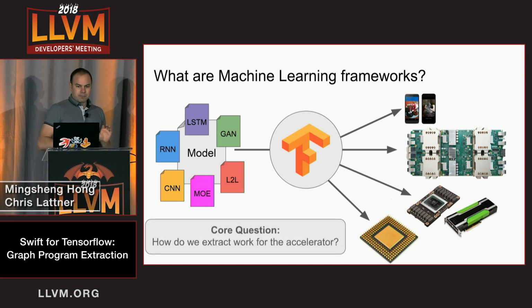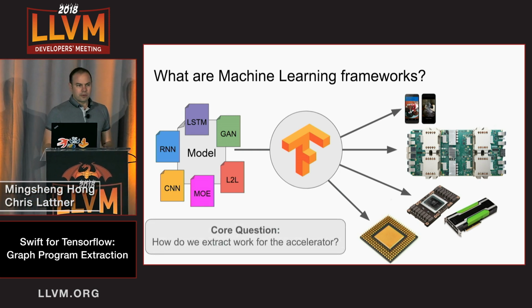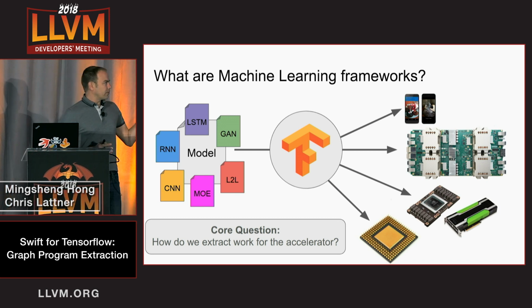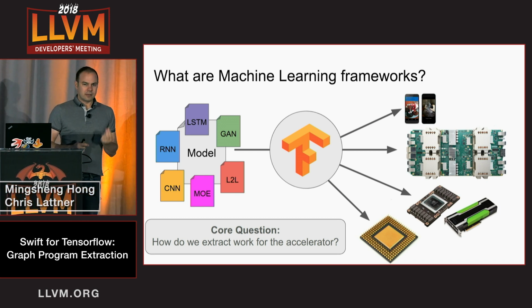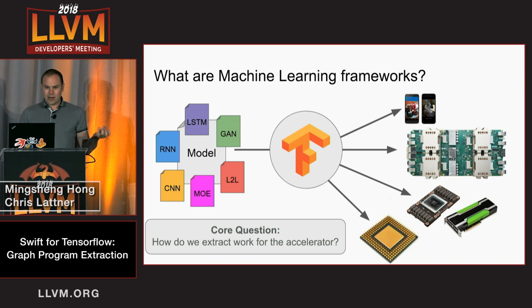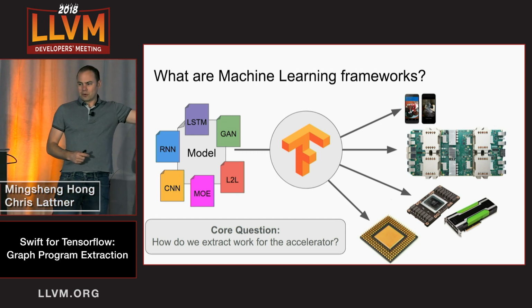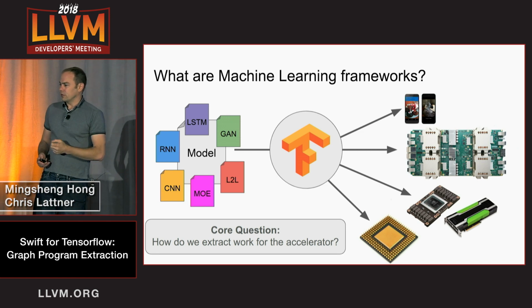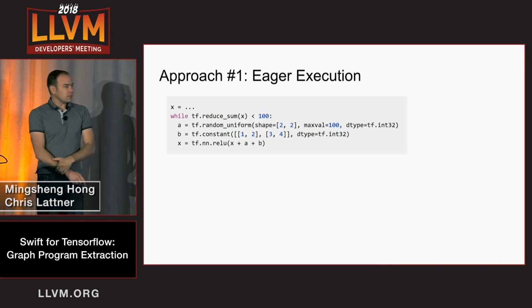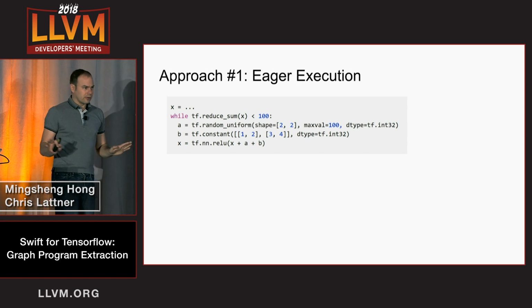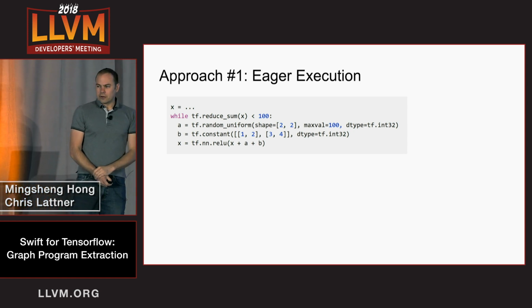So for the purpose of this talk, one of the most interesting questions that an ML framework has to solve is how do you take that tensor computation out of the program that the user wrote and allow a very high-level programming model while still being able to extract that and run that efficiently on an accelerator. And there are two major approaches for doing this if you look across the industry. The first is called eager execution.